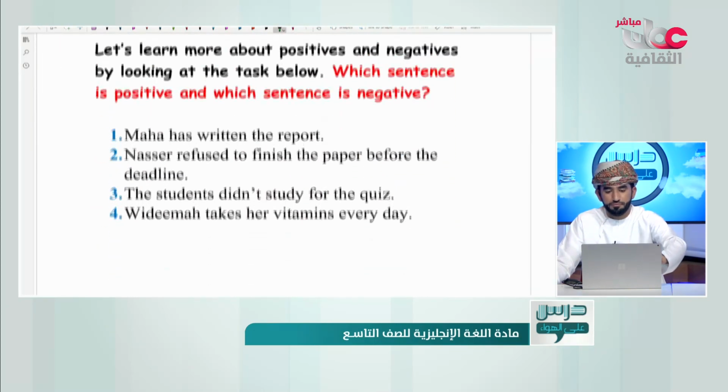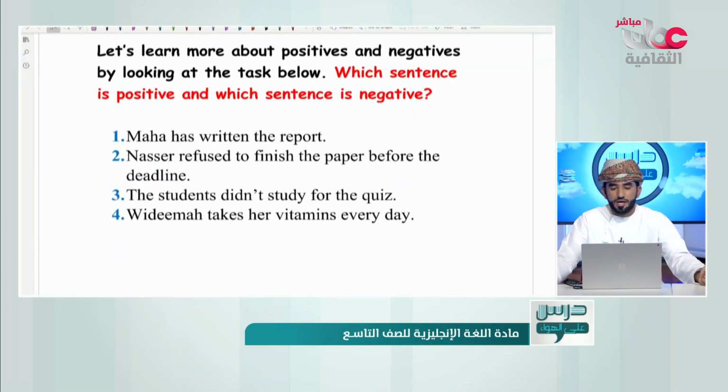Okay. You've got some of the sentences here. I'm going to go through them for a few seconds. Maha has written the report. Positive or negative? Positive, exactly. Nasser refused, sorry to mention you, Mr. Nasser. Nasser refused to finish the paper before the deadline. Negative sentence. Not good. Three: the students didn't study for the quiz. Negative sentence. Yes, it is. Wudima takes her vitamins every day. That is a positive sentence. Exactly.